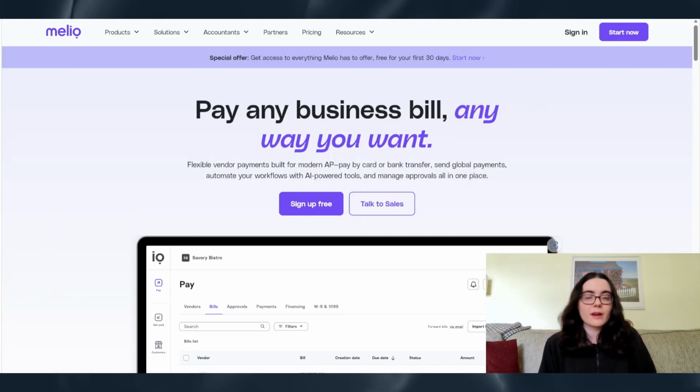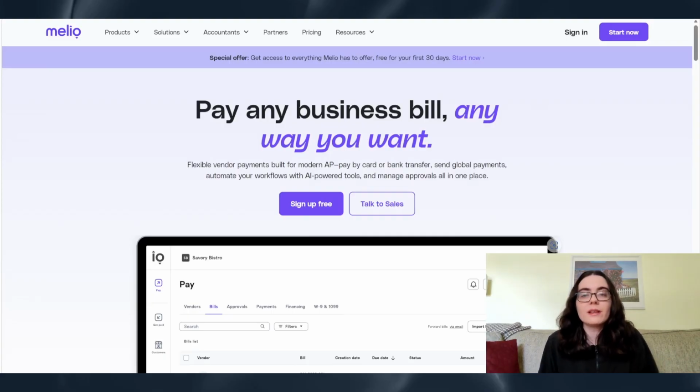So these are both finance platforms that you may have heard of, especially if you've done any sort of research into updating your finance stack or anything like that. There are some similarities between them, but there are also a lot of differences, especially when it comes to the scope of each platform. Melio is really a dedicated AP and AR solution. It's mostly known on the bill pay side though.